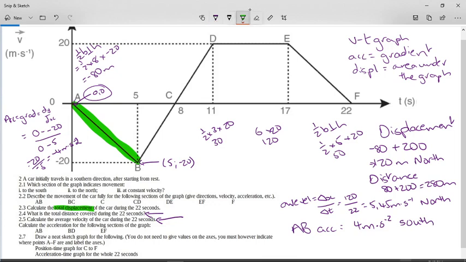Then it says to you, calculate for BD. So here is BD on your graph. You can see this is a positive acceleration. So you can find the coordinates of point D. Point D is 11, 20, and we already knew point B was 5, negative 20. So we're going to do the same gradient calculation again. Let's try and find some space to do this gradient calculation.